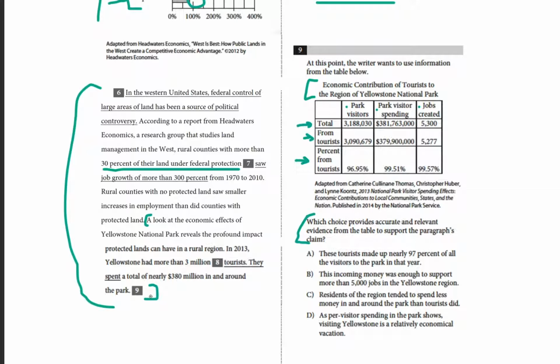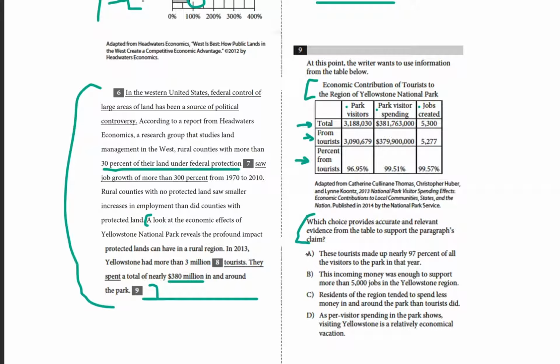And so these choices are going to be placed at the end of the paragraph to put a capper on the paragraph. So we're looking for something that has to do with this figure, this $380 million, and connects to the idea that tourism and therefore public land management is good for the rural West.